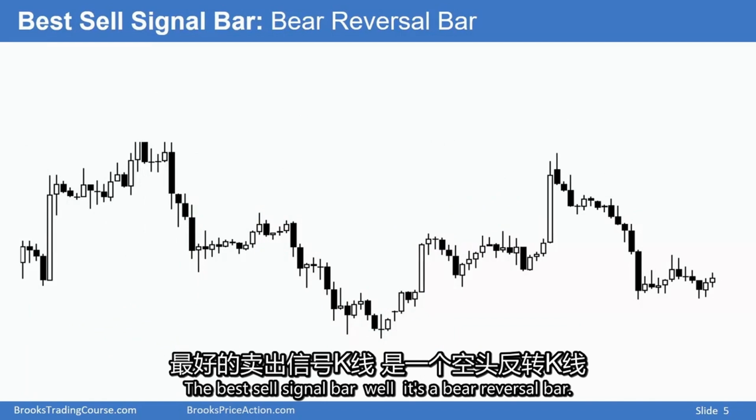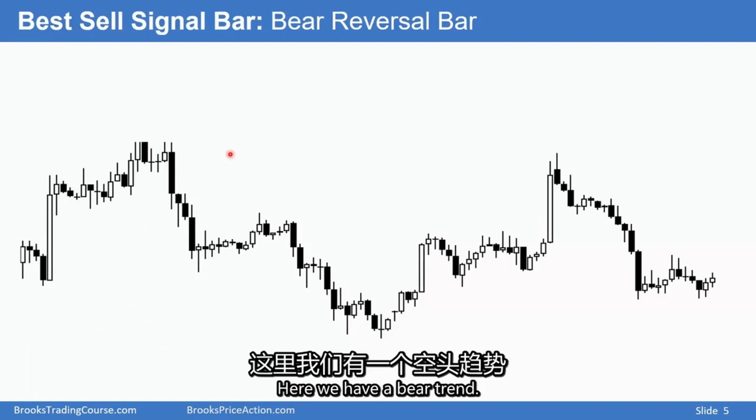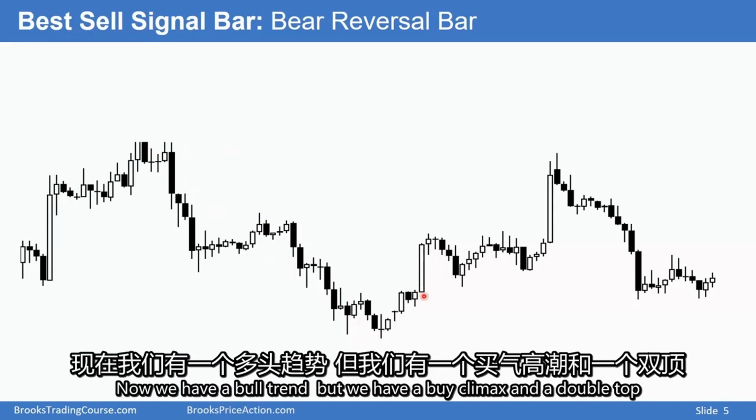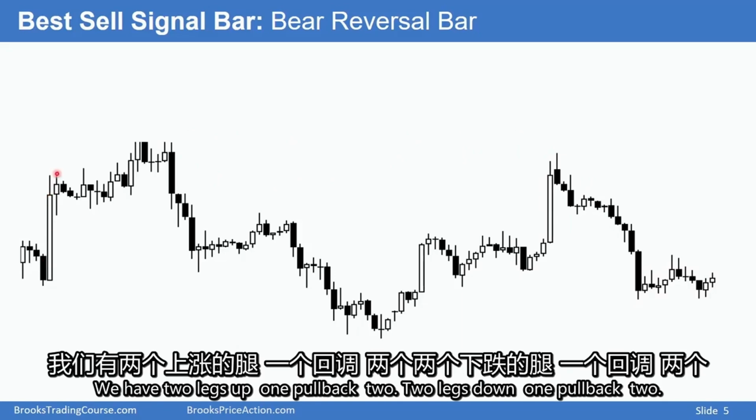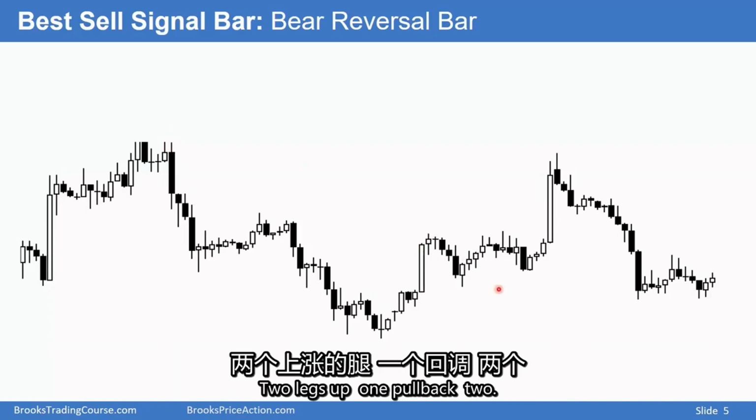The best sell signal bar? Well, it's a bear reversal bar. Here, we have a bear trend. Now we have a bull trend, but we have a buy climax and a double top, slightly lower high, 2 legs up in a trading range. We have 2 legs up, 1 pullback, 2 legs down, 1 pullback, 2 legs up, 1 pullback.